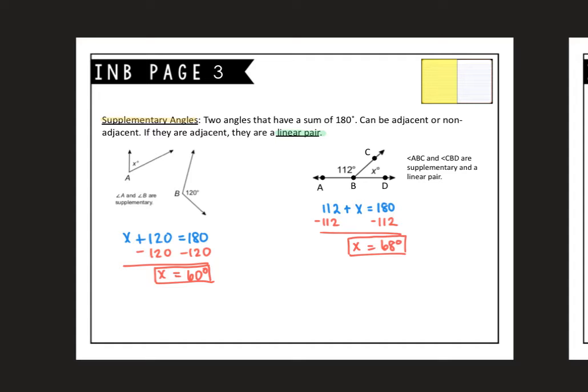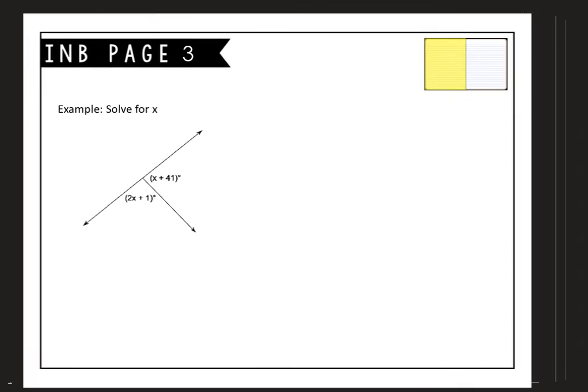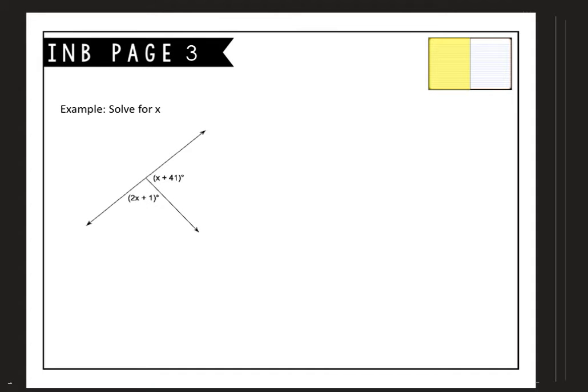All right, so the next angle pair, we're going to do an example here. These are a linear pair. The reason I know that is because they form a straight line and they're two adjacent angles. They're right next to each other. Since these are a linear pair, we know they have a sum of 180 degrees. So it's going to be 2x plus 1 plus x plus 41 equals 180 degrees.